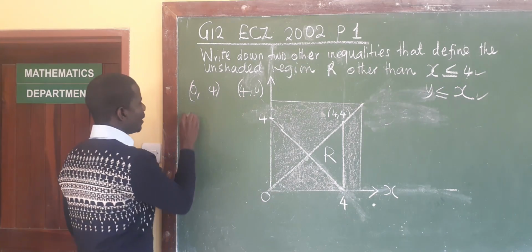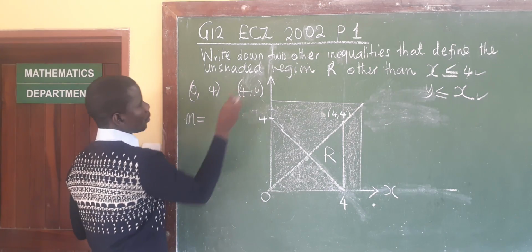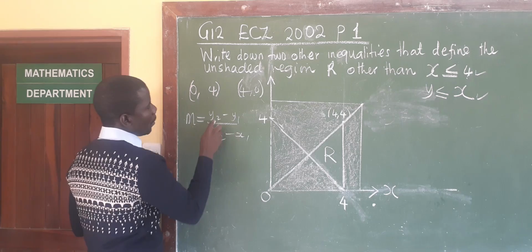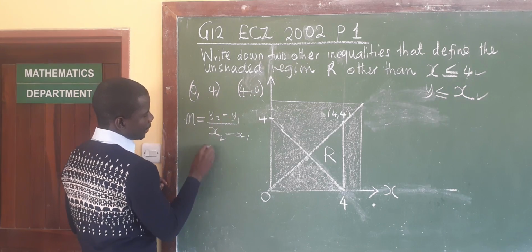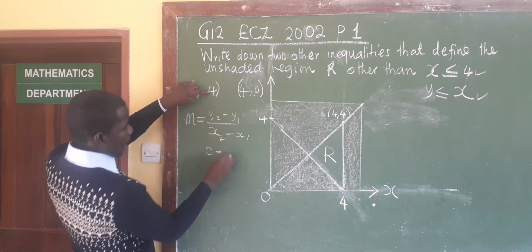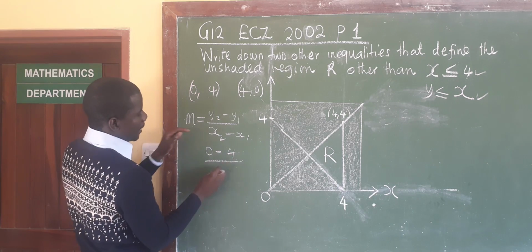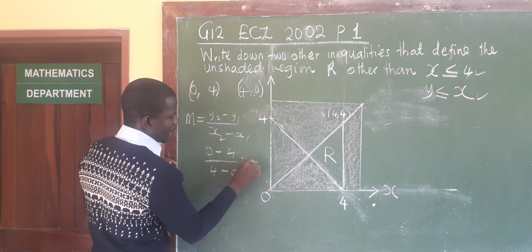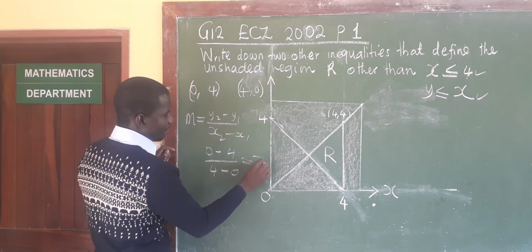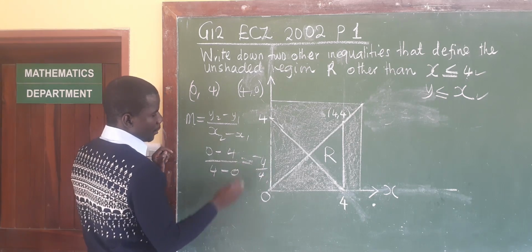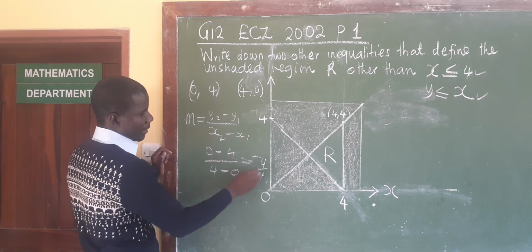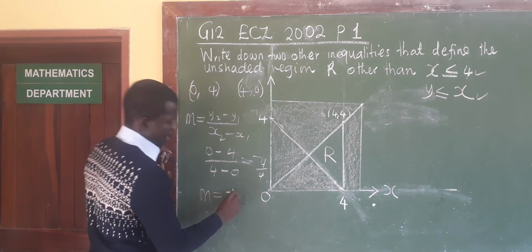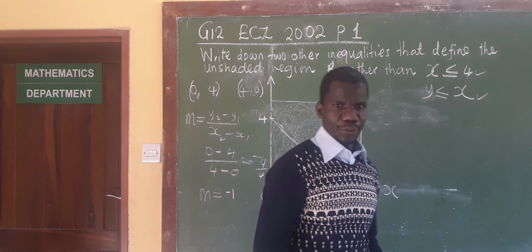Gradient is equals to y2 minus y1 over x2 minus x1. What is our y2? This coordinate here, 0 minus y1, which is 4, over 4 minus 0. So what are we going to get here? This is going to give us negative 4 over 4, so we are going to get negative 1. Gradient is equals to negative 1.